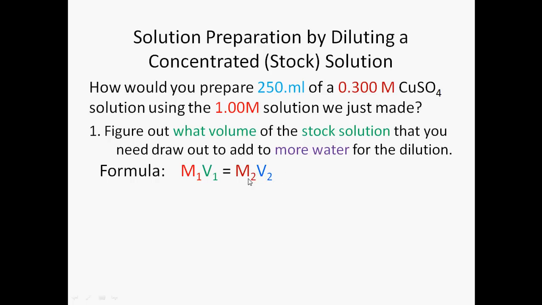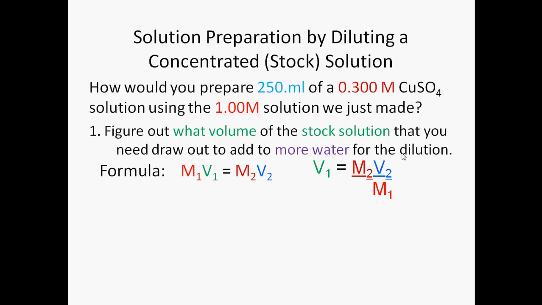Okay. Now in this particular case, we know that we want our new solution to have a molarity of 0.3 molar. We want 250 milliliters of that solution. And we know that our stock solution is 1 molar in concentration. What we're trying to figure out right now is the volume of that stock solution that we need to use and get diluted. So we're solving for V1. I'm going to do that by dividing both sides by M1 to get just V1 by itself. And now I plug everything in.